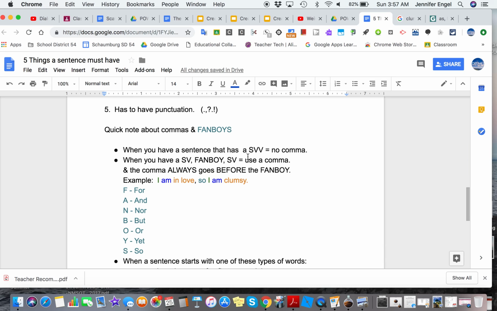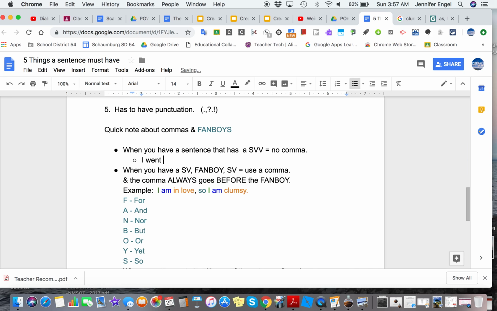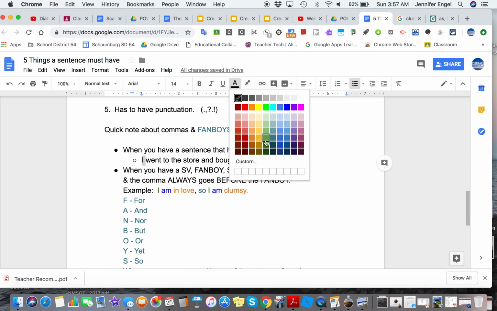When you have a sentence that has a subject, verb, verb, that does not get a comma. So you could say something like, I went to the store and bought cereal. So you didn't actually have 2 subjects in there, so there would be no comma. In fact, maybe I'll add that to my example here. I went to the store and bought, I'm just going to say bread, okay? And bought bread.